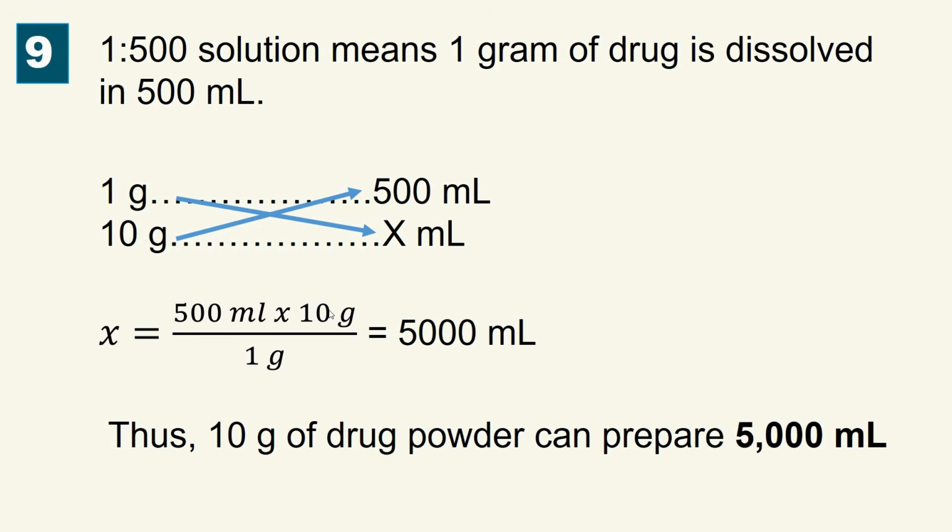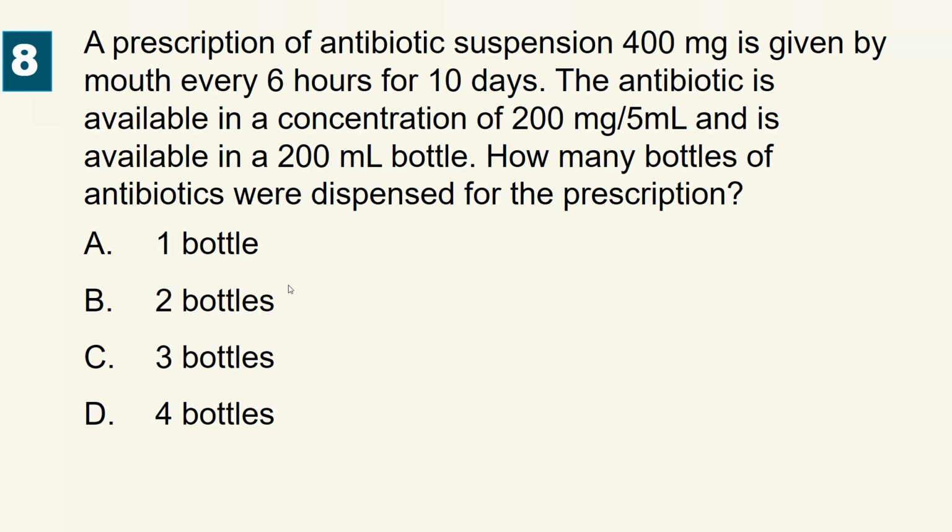So next comes to the 10 gram of drug powder can prepare from 5,000 mils. Next, a prescription of suspension 400 milligram is given by mouth every 6 hours for 10 days. The antibiotic is available in concentration of 200 milligram per 5 mils and available in 200 mils of bottles. How many bottles were dispensed for this prescription? So for now, correct answer is 2 bottles.